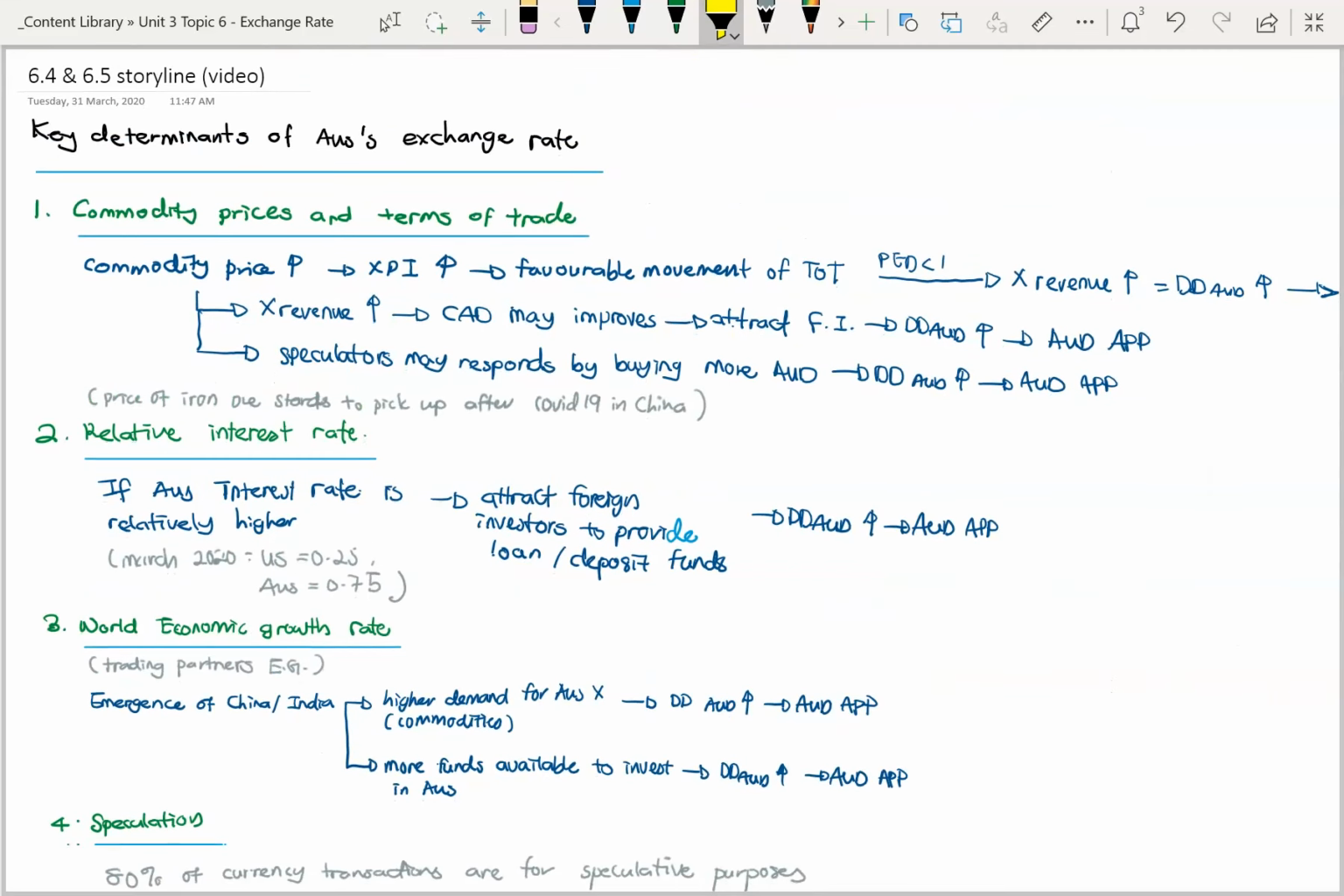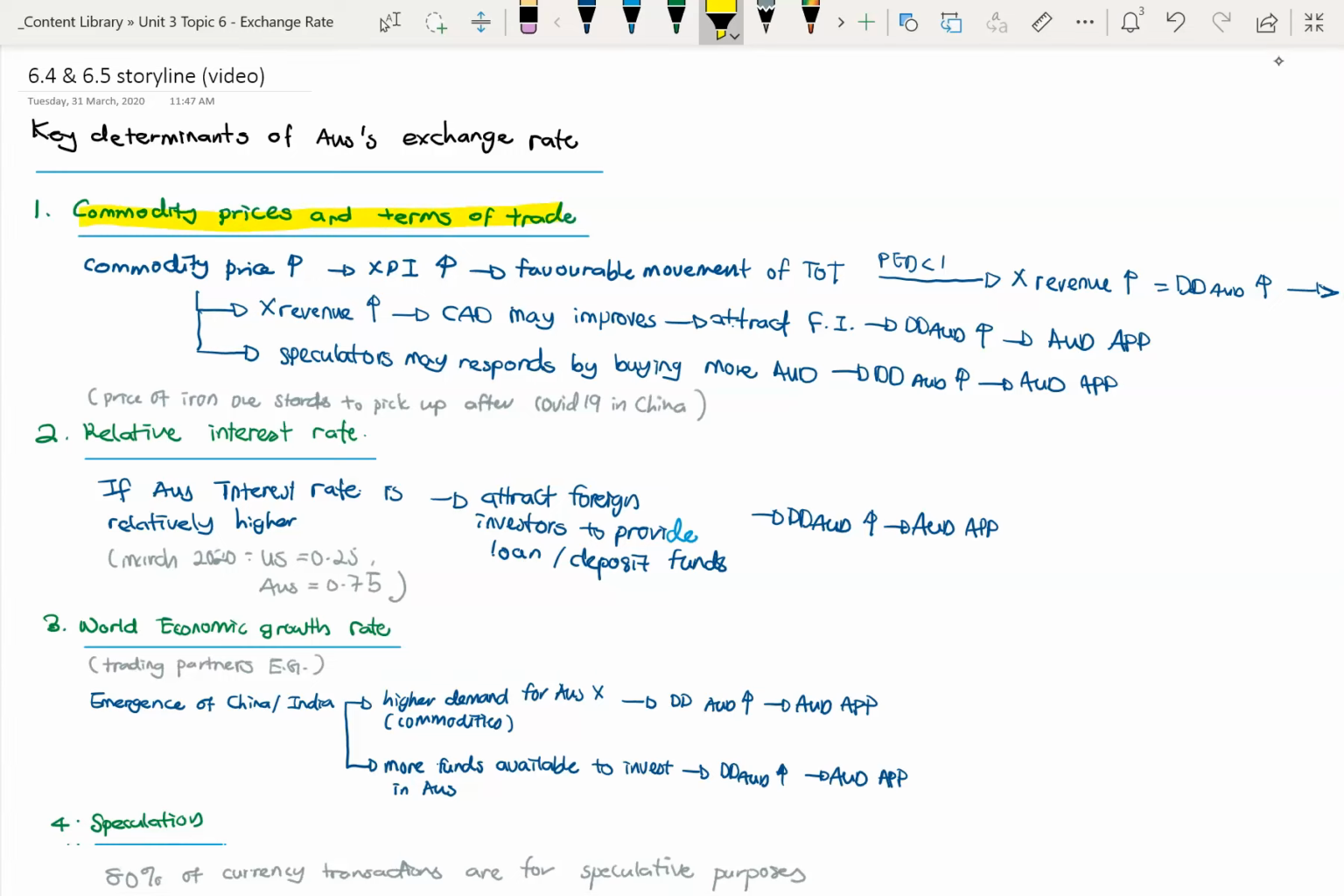For Australia, the first factor affecting their exchange rate will be the commodity price. That's the main factor that causes exchange rate movement to change, besides speculation. We will cover that in a bit. Commodity price and terms of trade, these two I can put together because commodity price affects terms of trade. Commodity price rises, TOT movement becomes favorable. Commodity price falls, TOT movement becomes unfavorable. So it is interlinked.